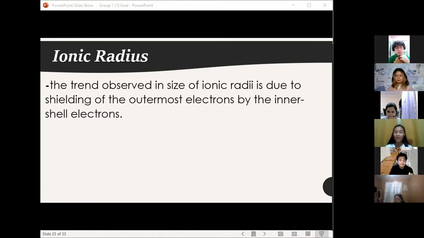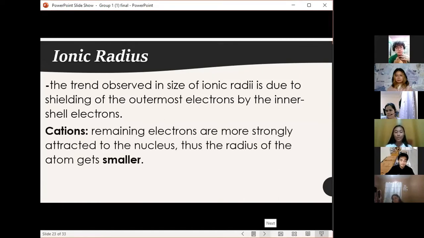Basically, the main concept of ionic radius is this: when an atom loses an electron to form a cation, positive, the lost electron no longer contributes to the shielding of the other electrons from the charge of the nucleus. Thus, the electrons are more strongly attracted to the nucleus. Therefore, the radius of the atom is smaller.